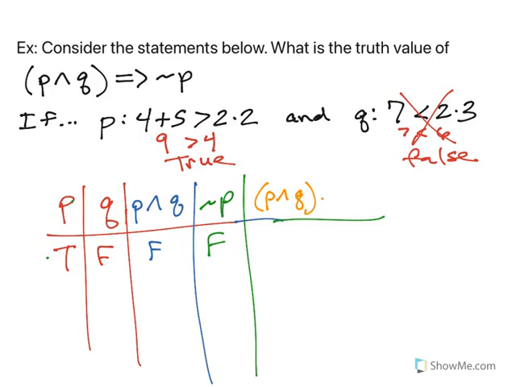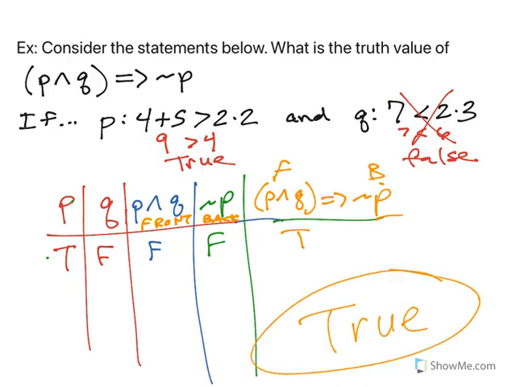If P and Q, then not P. So remember, with a conditional, we're only false when the front end is true and the back end is false. So this is my front end and this is the back end, right? Front, back. So my front end is false and my back end is false. Well, that's great. That means our conditional is true. So the truth value of if P and Q, then not P, in this case, is true.